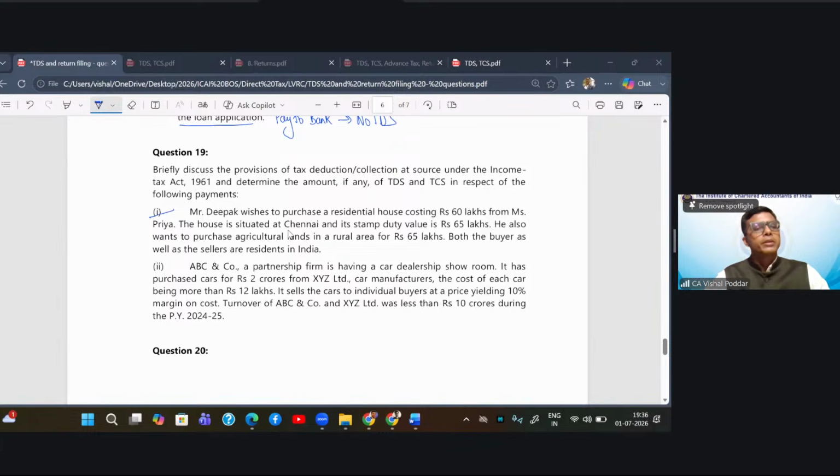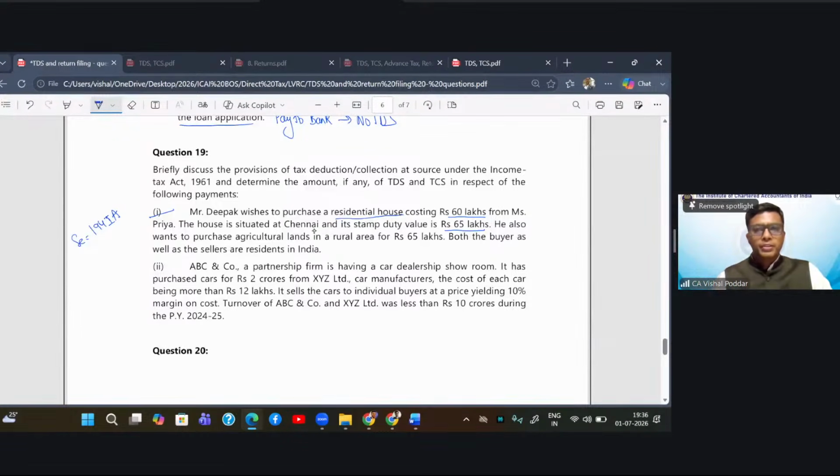Correct, Simran. So students, this was our very first question. Mr. Deepak wishes to purchase a residential house, amount 60 lakhs, from Priya. The house is in Chennai, stamp duty value is 65 lakhs. So we saw the section 194IA, purchase of immovable property other than agricultural land.